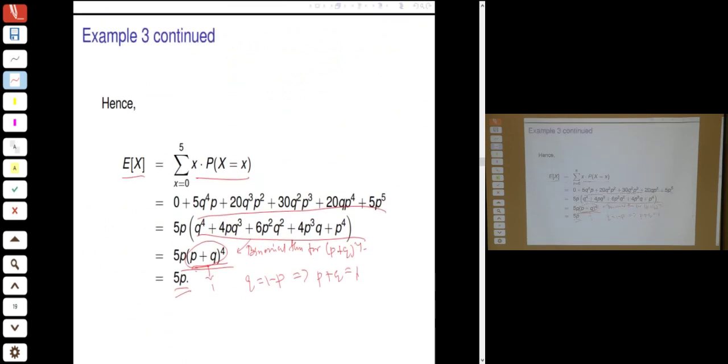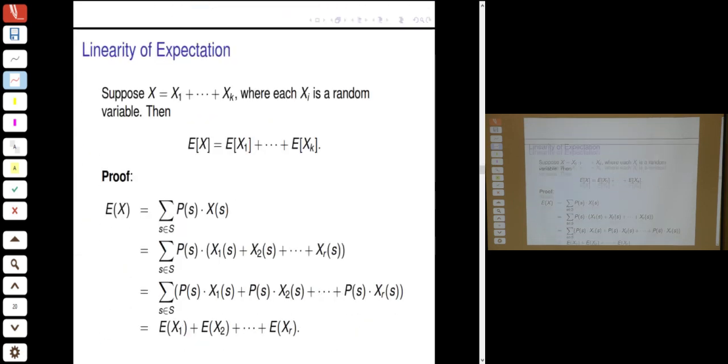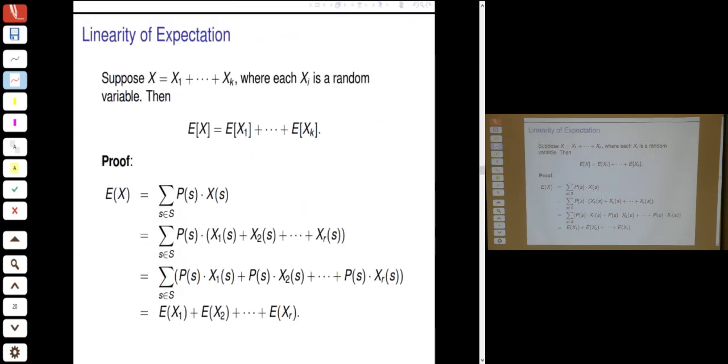Okay. So you might imagine that these kind of calculations are very complicated and cumbersome, but actually it is not so, because what we can do is take recourse to a fantastic property of expectation, which is called linearity of expectation. This is often very powerful in solving problems.